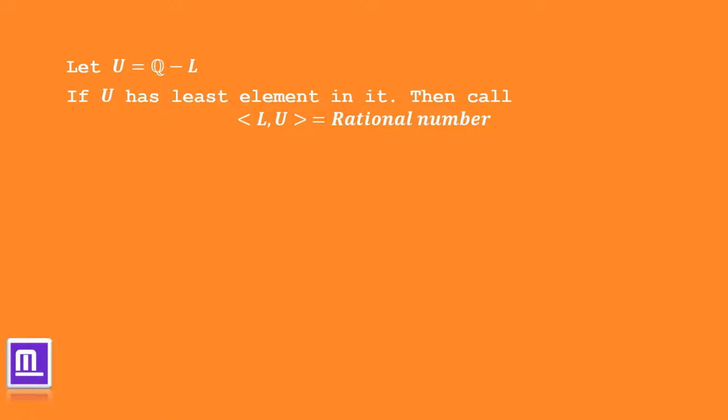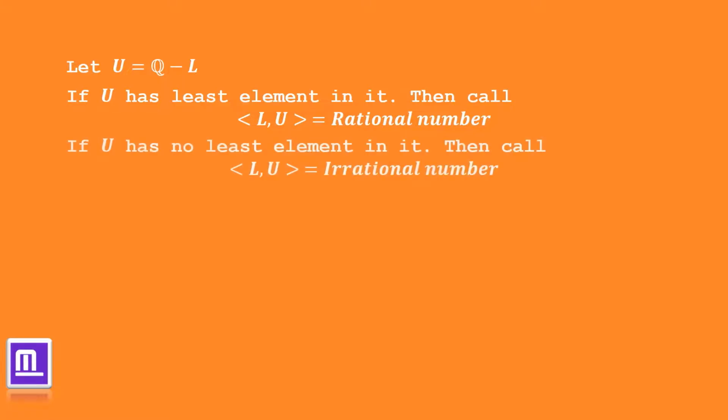And one extra thing is, from my side, you can think of L comma U as representing the least element in the U. So that rational number is uniquely defined by this L comma U. Okay, then if U has no least element in it, then we can call this ordered pair L comma U an irrational number.